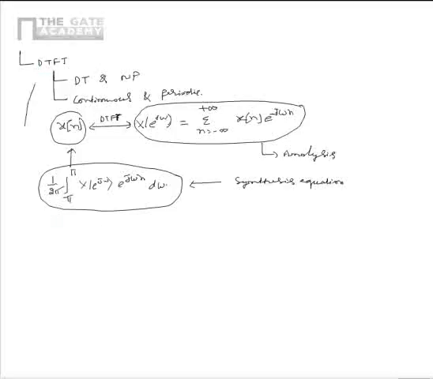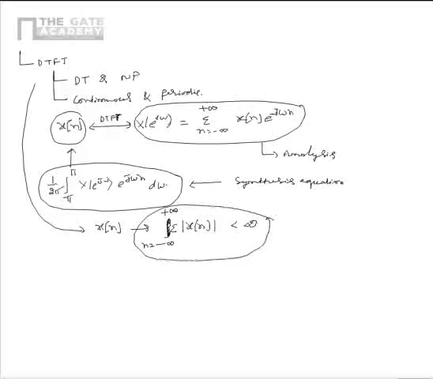Also, the condition for the DTFT to exist for a given signal x of n is that the signal x of n is absolutely summable. Sorry, for the given signal x of n, the DTFT to exist, the given signal x of n should be absolutely summable. That is, sigma n equal to minus infinity to plus infinity mod of x of n should be finite. So if this condition is satisfied, then the signal x of n is absolutely summable, then the DTFT of the given signal exists. Now let us consider some of the examples.